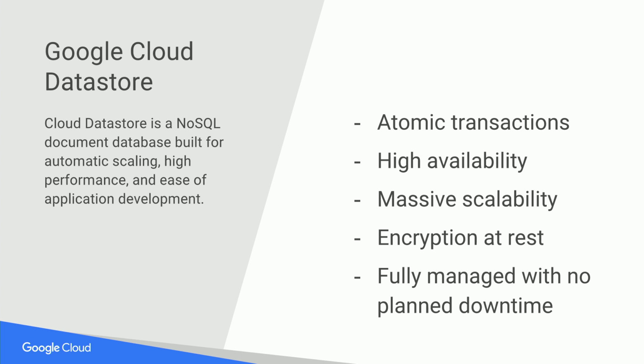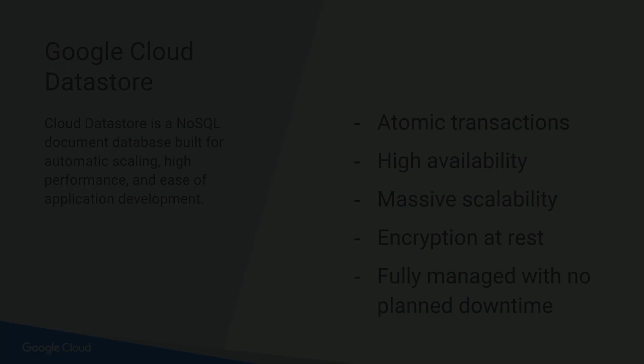It supports atomic transactions and high availability, so your data is replicated across multiple physical resources within a region. What that means is that if a particular device goes down or even a zone goes down, your application is still available and your data is still there. Massive scalability, so as I said, really fast across many, many rows. Your data is encrypted at rest, and it's a fully managed service with no planned downtime. So you don't have to worry about a single point of failure. You don't have to worry about it being down Saturday mornings from 8 to 12 a.m. Google takes care of all of that for you, and your application runs without interruption.